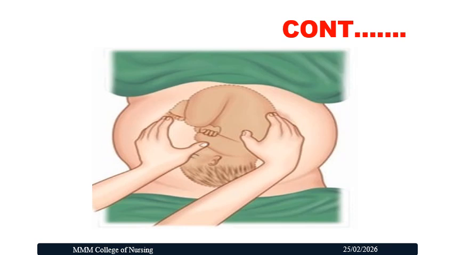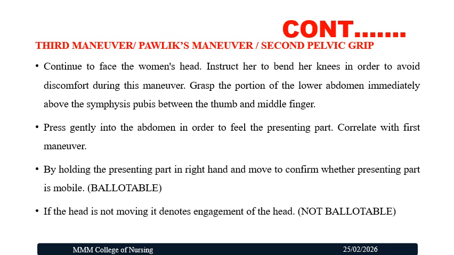This is the image of the lateral palpation. Third maneuver, which is nothing but the Pawlik maneuver, second pelvic grip. Continue to face the woman's head. Instruct her to bend her knees in order to avoid discomfort during this maneuver. Grasp the portion of the lower abdomen immediately above the symphysis pubis between the thumb and the middle finger.